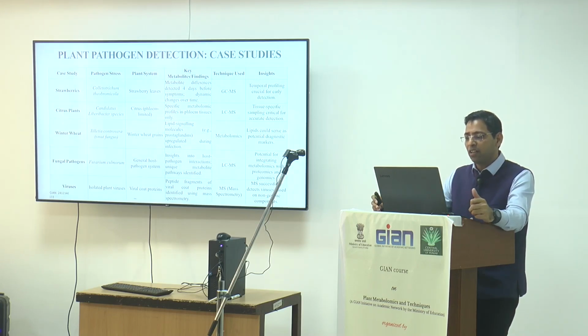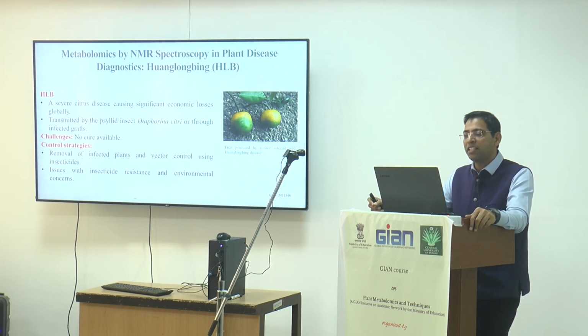For viruses, basically the viral coat protein, a peptide fragment of the viral coat protein, is identified using mass spectrometry, and MS can identify what type of infection is present in that particular case. So metabolomics by NMR in plant disease is also used.